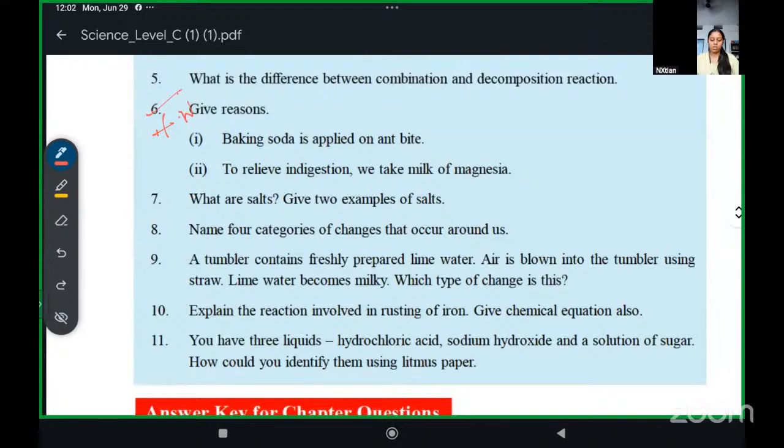Now, what are salts? Give two examples of salts. Can you tell me two examples of salts? Anyone?